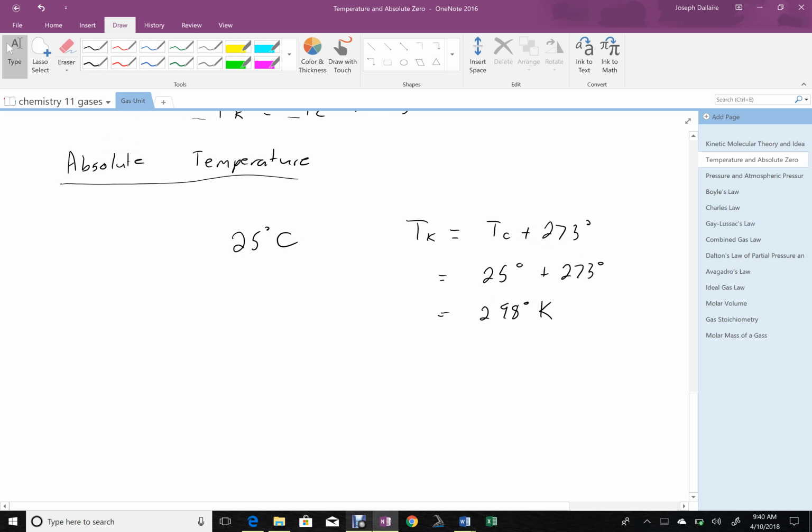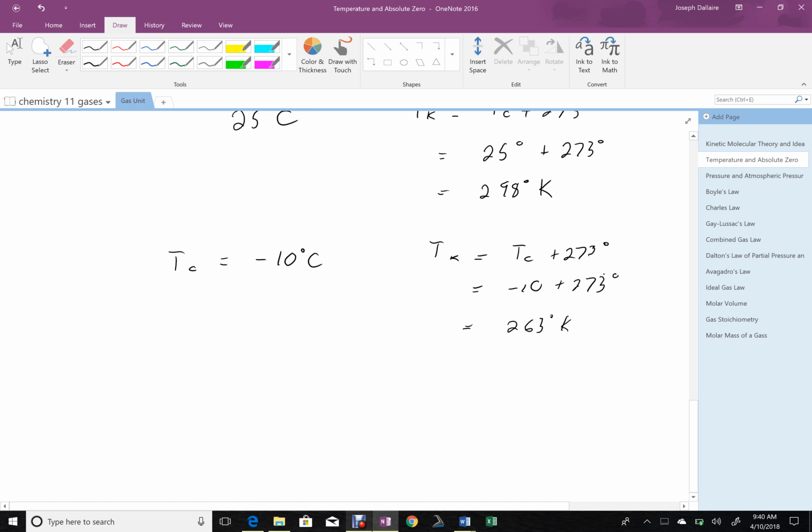One more quick example, let's just say our temperature in Celsius was minus 10 degrees C. To get our temperature in Kelvin, we would go our temperature in Celsius plus 273. So minus 10 plus 273, and we would get 263 degrees Kelvin. And you can see this is a useful scale because it doesn't have negative numbers.